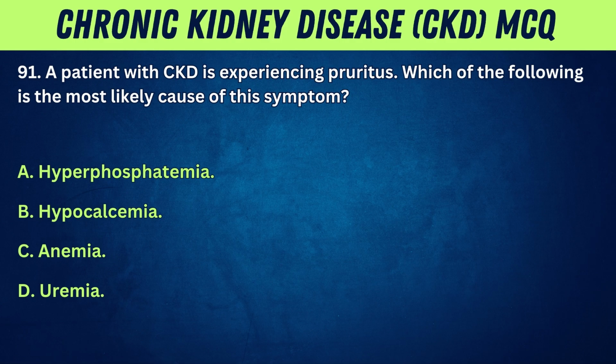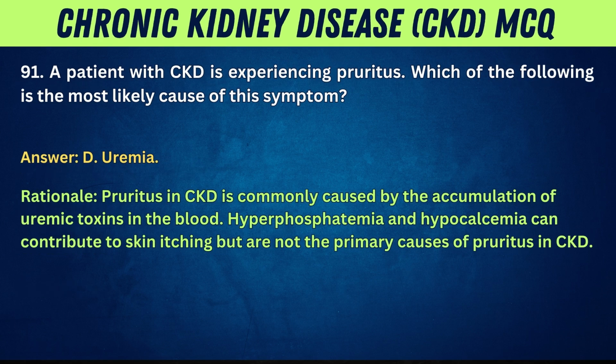91. A patient with CKD is experiencing pruritus. Which of the following is the most likely cause of this symptom? A. Hyperphosphatemia. B. Hypocalcemia. C. Anemia. D. Uremia. Answer: D.